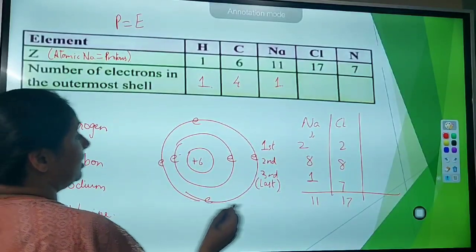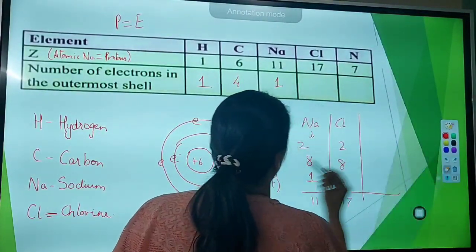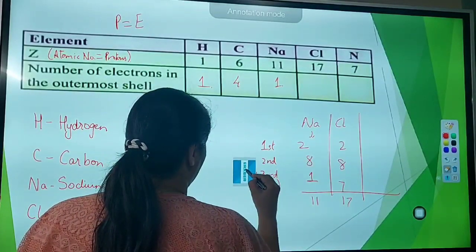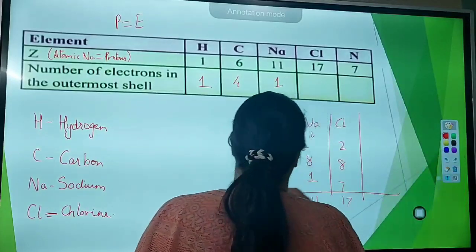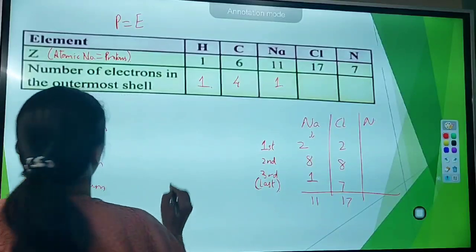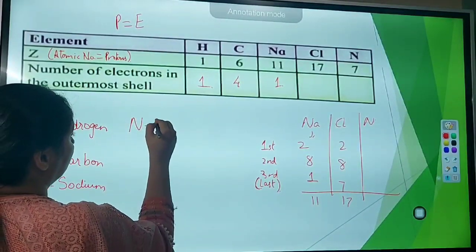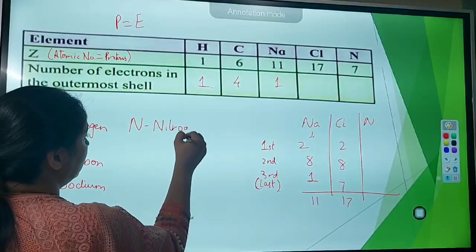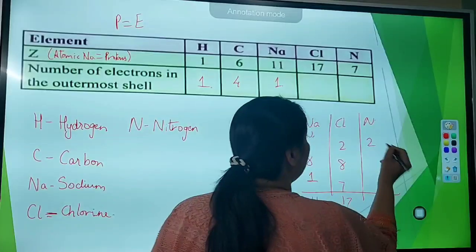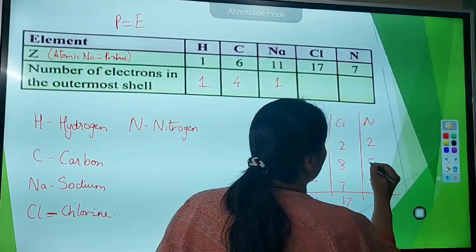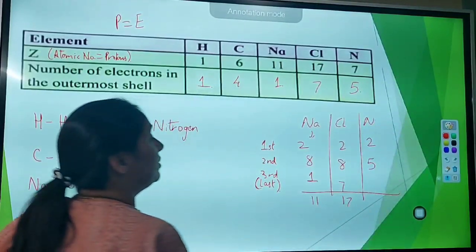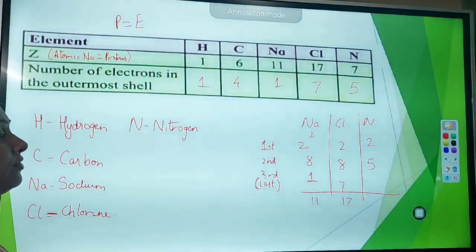Then we come to N. What is N, children? What is N? N stands for nitrogen. Okay, it has 7. So पहले में 2 चले गए, 2 के बाद बच गए 5. So here you go. So this has 5 in its outermost shell. It does not have a third shell.